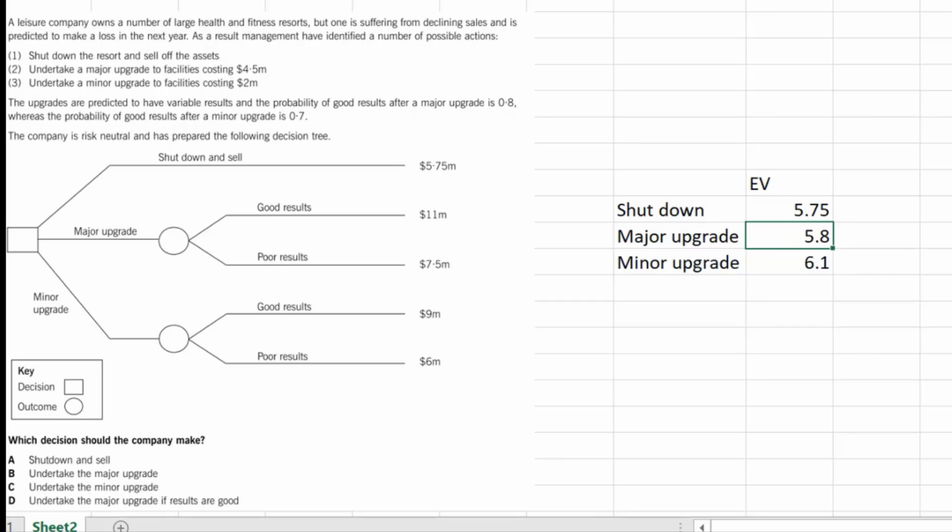Friends, there you have it. That's decision trees. Essentially assigning an expected value of profit to each branch of our decision tree, each possible outcome, and then making our decision based on the highest expected value of profit.